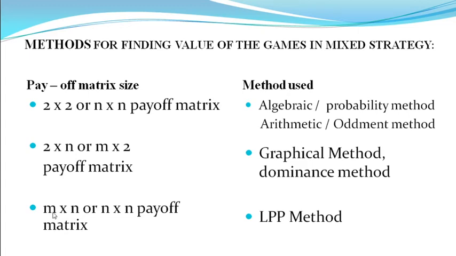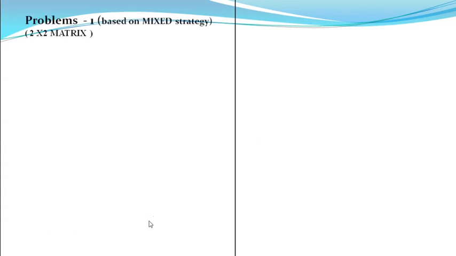When the problem is m cross n and it is not possible to simplify with the help of the dominance method, we need to go by the linear programming method. So problems based on these categories we will have in our syllabus. M cross n and n cross n are out of our syllabus coverage. So, problems based on 2 cross 2 matrix in mixed strategy.